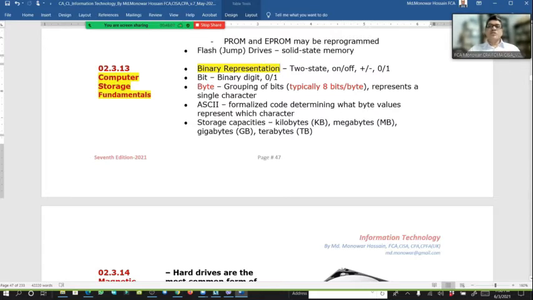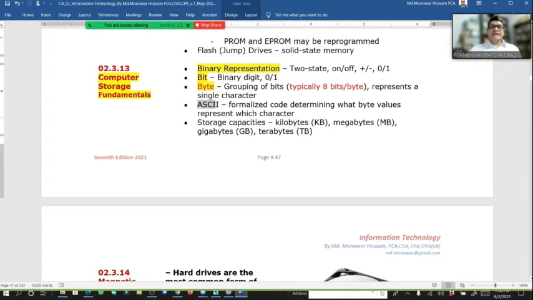Binary means two states: on or off, plus or minus, positive or negative, 0 and 1. We know the binary digits are 0 and 1. So what is a bit? Bit means binary digit, either 0 or 1. So what is a byte? Byte means a grouping of bits. Basically, 8 bits make a byte. 8 bits make a byte.